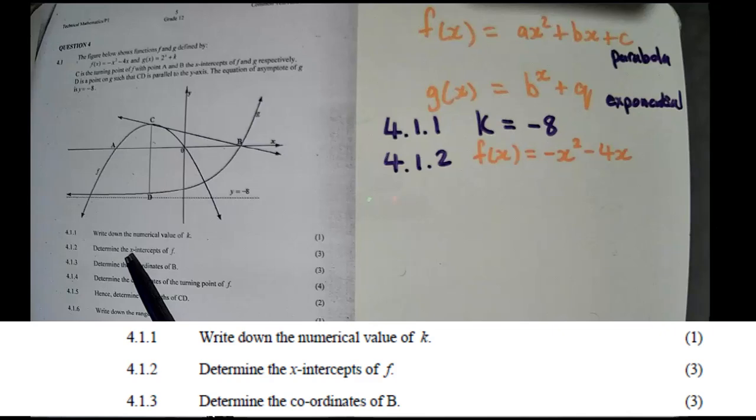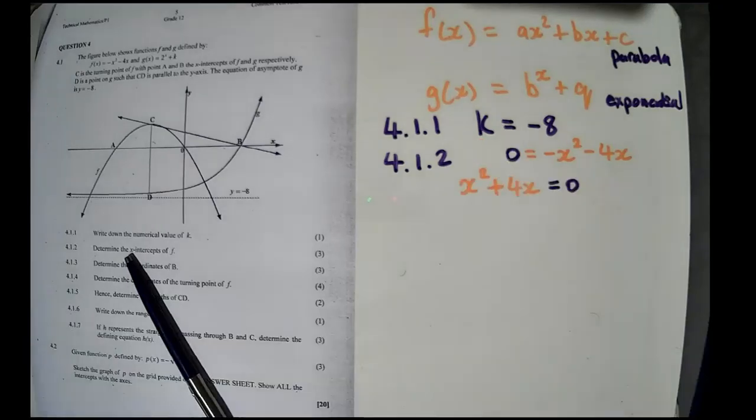And f of x is equal to -x squared minus 4x. That is given. So to find the x-intercepts, we know that we have to let y equal to 0. And then factorize it by taking out a common factor of x. What will be left is x plus 4 in the bracket. Then this will be the zero factor rule. So the x on the outside will definitely be 0. And the x in the bracket will be -4.